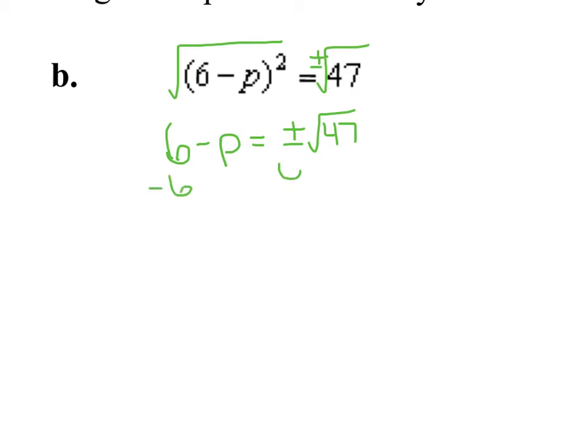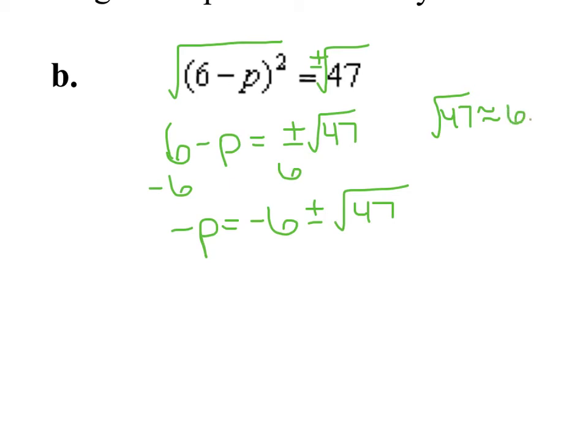Minus 6, minus 6. That would be negative p equals negative 6 plus or minus the square root of 47. I'm going to go over to the side and figure out what the square root of 47 actually is in my calculator. When I do that, I get 6.8556, so that's going to round to 6.86 basically. And then I see negative p equals negative 6 plus or minus 6.86.